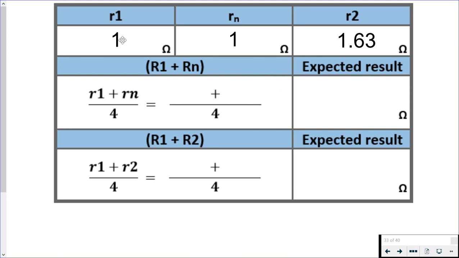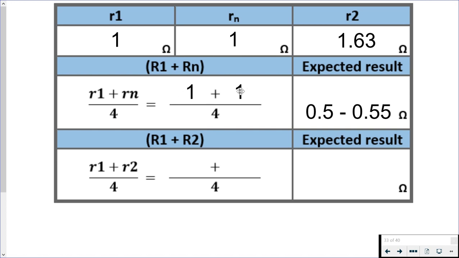So we take that 1 ohm for little r1 for our R1 plus Rn calcs, and we plug it into the calculation. We take that from the little rn and plug it into the calculation. So it's 1 plus 1 divided by 4. That gives us an expected R1 plus Rn value of 0.5 ohms.